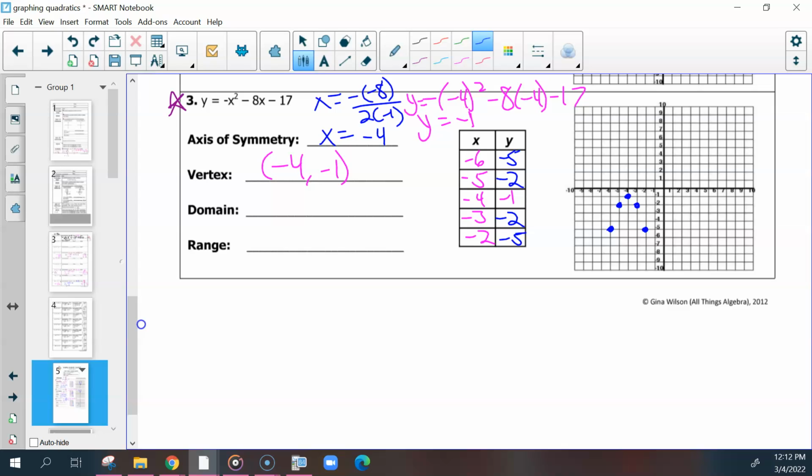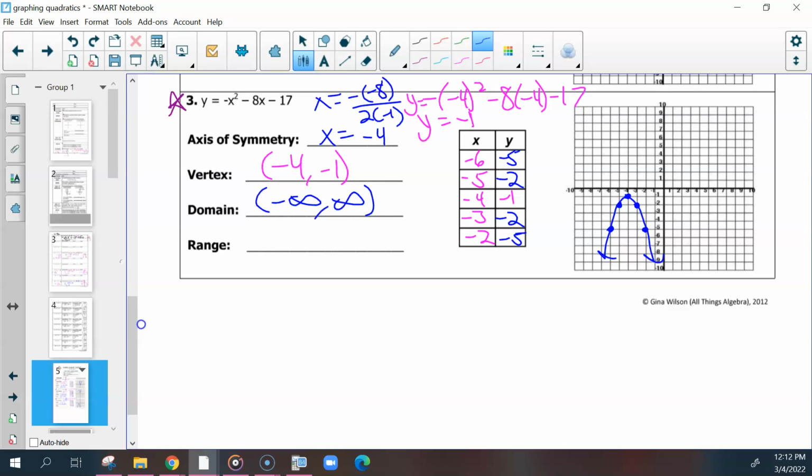This would not face up because our a value is negative. So still connect your dots, make that U shape, make your arrows, but make it facing down. Your domain would stay the same, negative infinity to infinity. Because even though it's going down, it's still going to go slightly to the left and slightly to the right.